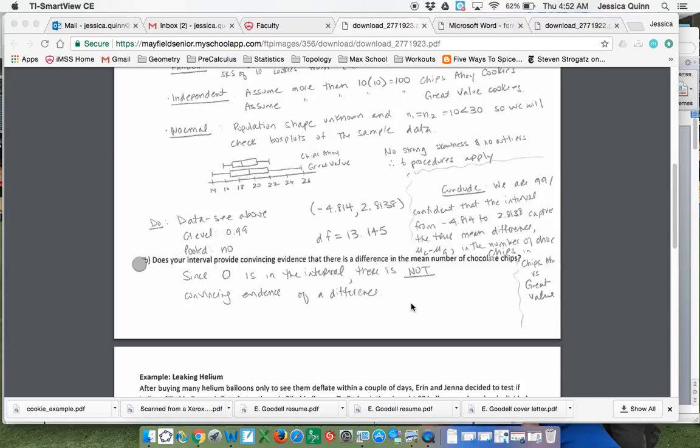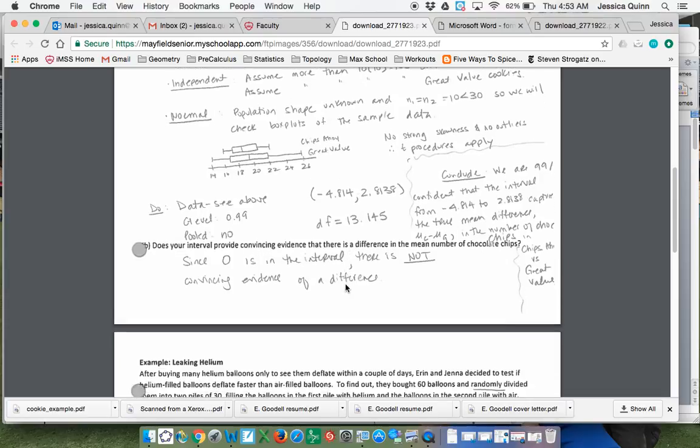That's our conclusion. And then this last little part asks, does your interval provide convincing evidence that there is a difference in the mean number of chocolate chips in the cookies? Well, 0 is in the interval, right? So because 0 is in the interval, there's not convincing evidence that there is a difference. There's a range of values in my interval where Chips Ahoy cookies have fewer chips, a range where they have more, but also the possibility that they're equal. So that's all we have to say for that.